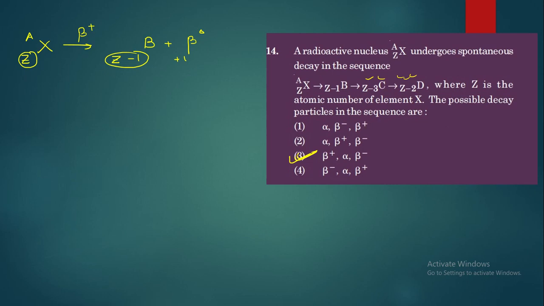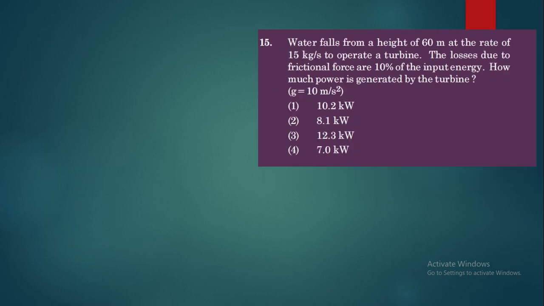Next question. It says that water falls from a height of 60 meter at the rate of 15 kilogram per second to operate a turbine. The losses due to frictional forces is 10% of the input energy. The total energy is the potential energy in this case, and we are supposed to calculate how much power would be generated by the turbine.